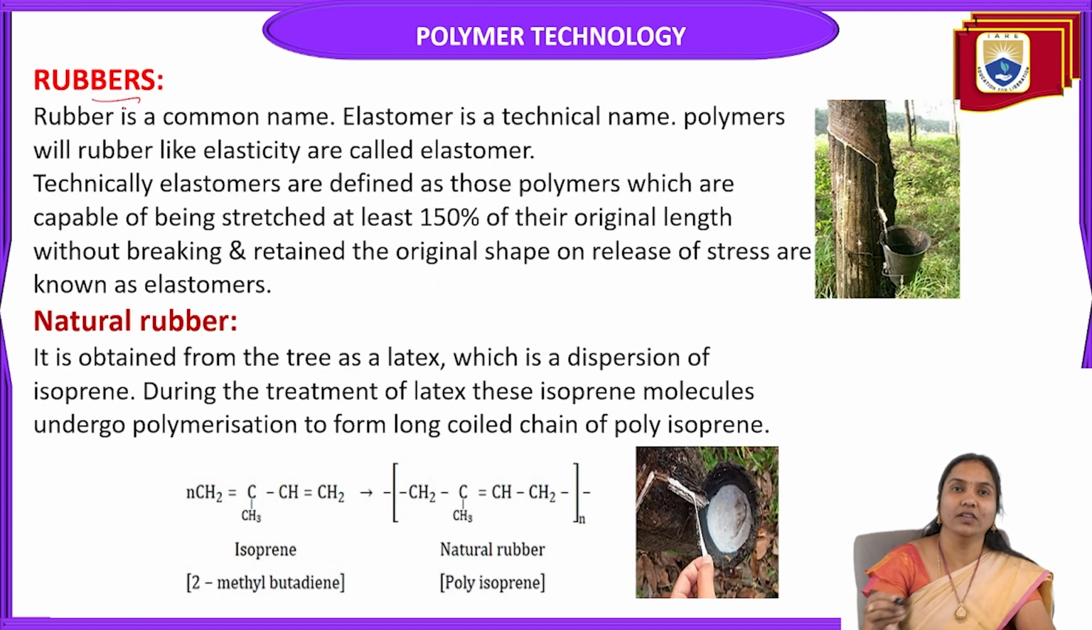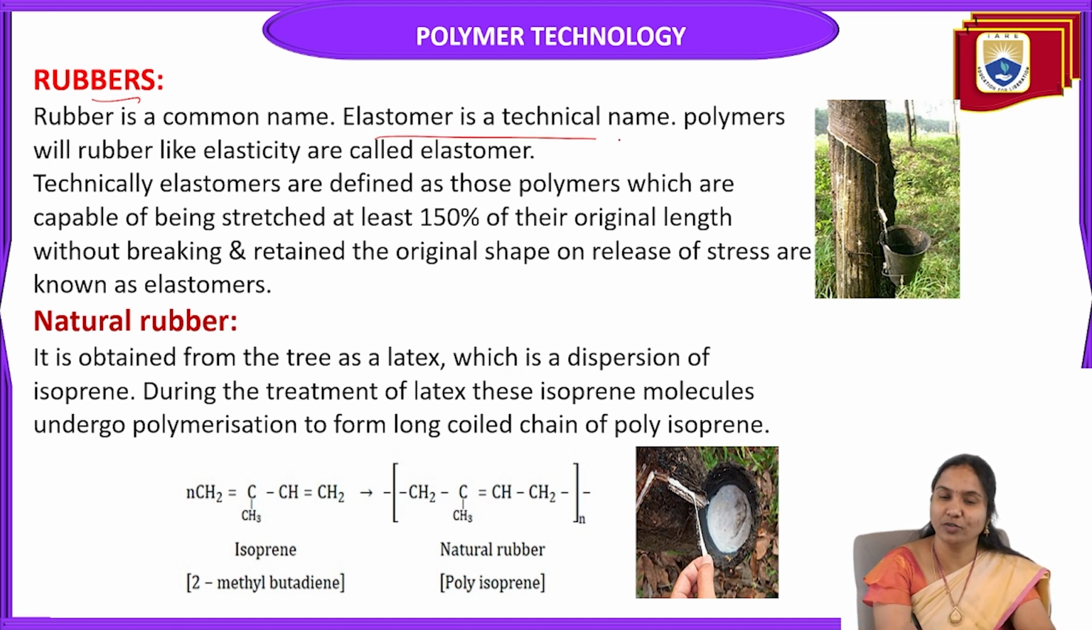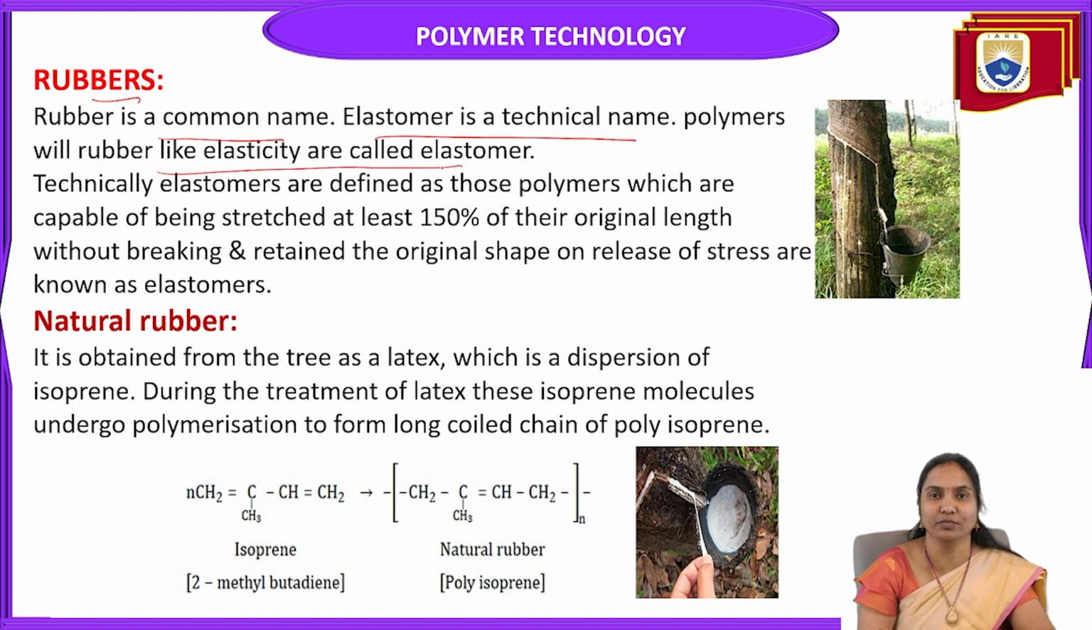So, rubber or natural rubber. Here, rubber is a common name, and elastomer is a technical name. Simply, we say polymers with rubber-like elasticity are called elastomers.